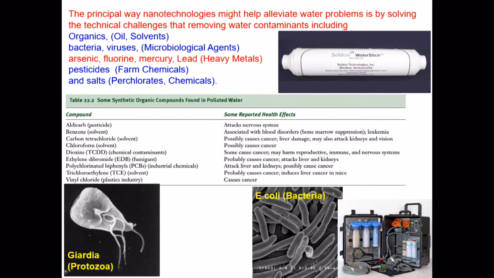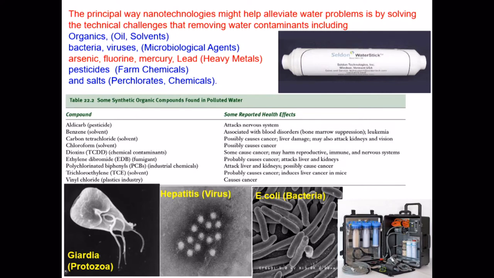A contaminant in any water is organics, bacteria, and in the gases, arsenic, fluorine, mercury, heavy metals, pesticides, and salts, right?